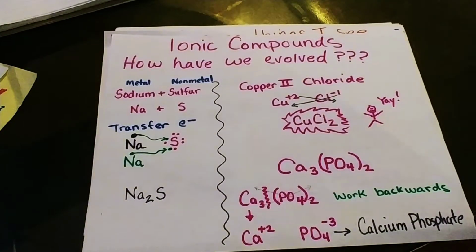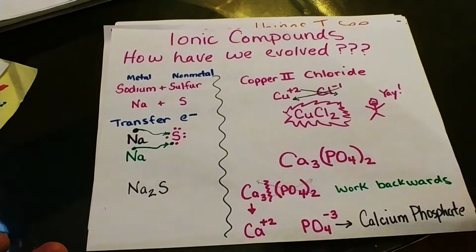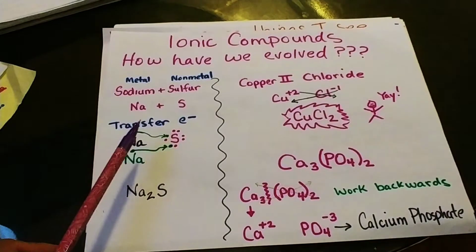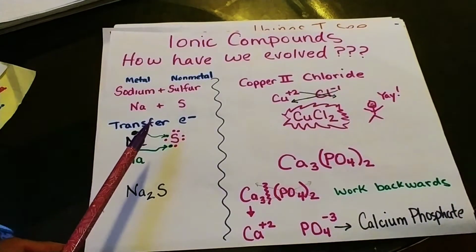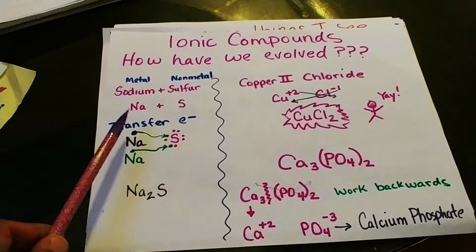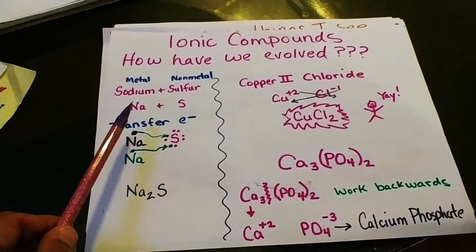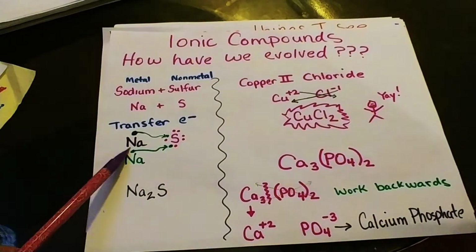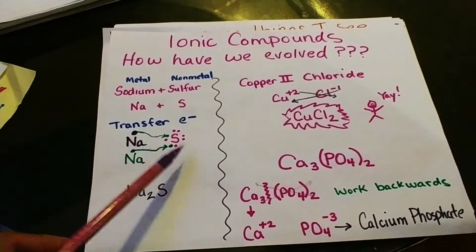Okay, so first of all, let's take a look at how ionic compounds have evolved for us. Where have we been with this? What did we learn? And what direction did they take? So we started off by saying that ionic compounds involve a metal and a nonmetal. For example, sodium and sulfur. Sodium is a metal, sulfur is a nonmetal. And then we put in the valence electrons for each one.